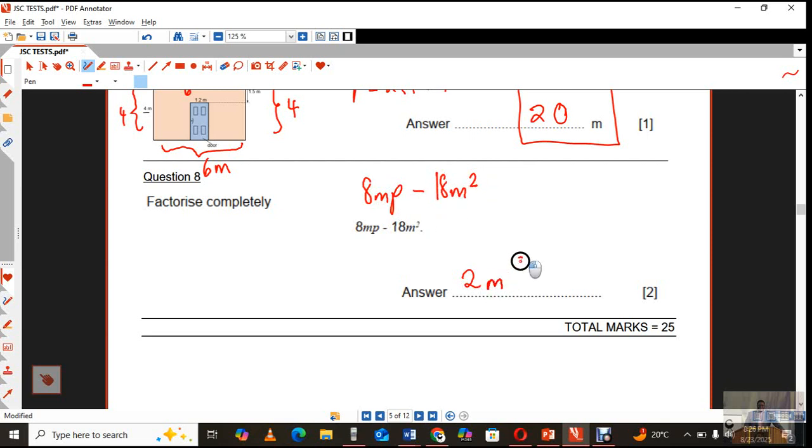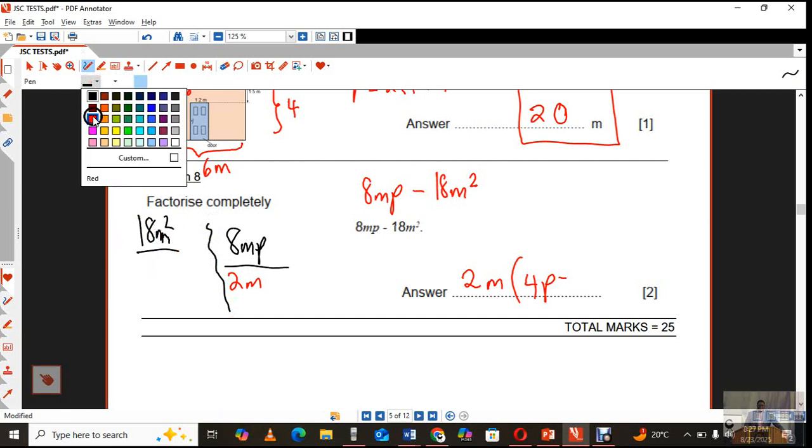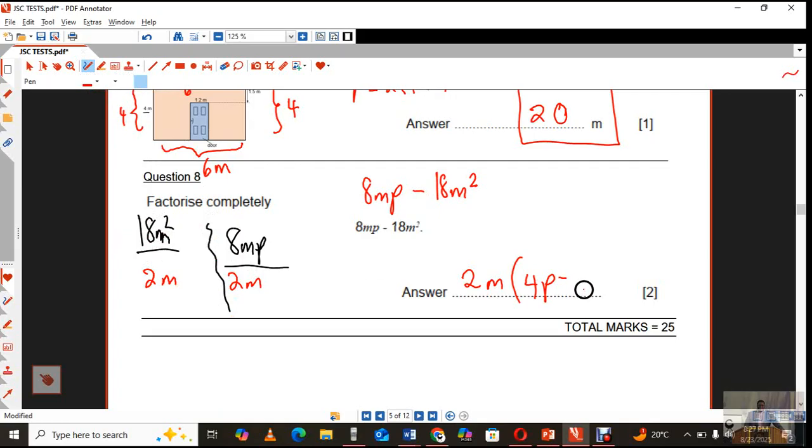So you take the one of the smallest power, grab 2m outside, and then you divide. In order for you to know what would be inside the bracket, you say, that 8mp, I'm going to divide that by the common factor that I got. If you simply do that, you're going to get 4p. And then similarly, if I want to find the 18, let's take 18m squared. You're going to divide it by the common factor of 2m. 2 goes there, that's 9, and then m cancels with 1m.